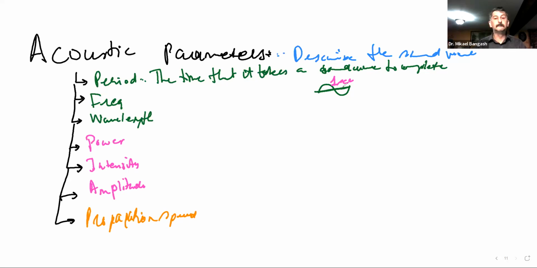Did that make sense? So the period is how much time it takes for a sound wave to complete. We will most likely have another sound wave, and maybe another sound wave, like this. But for each of them, the period is the time that it takes each of these waves or cycles to complete. Did that make sense?